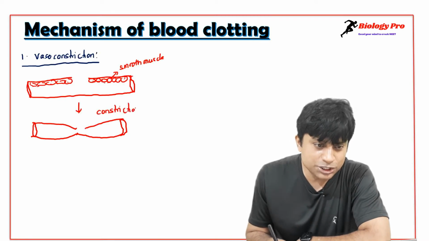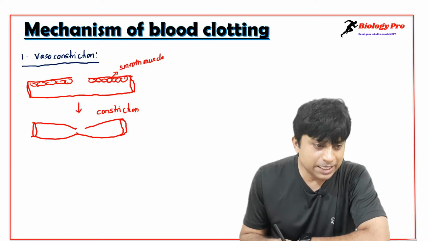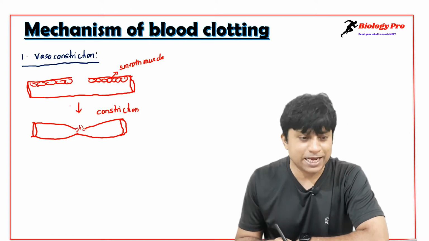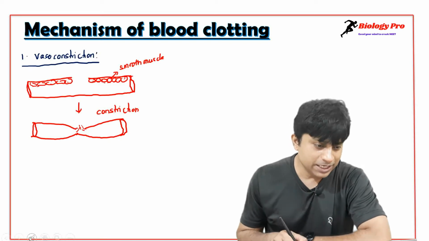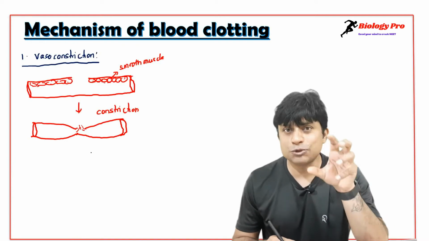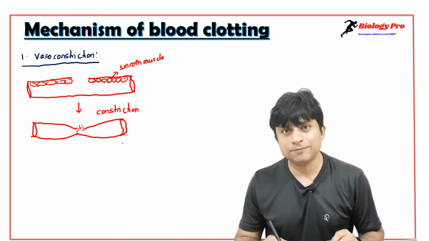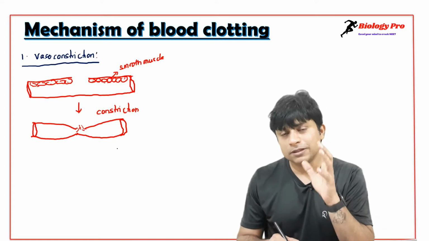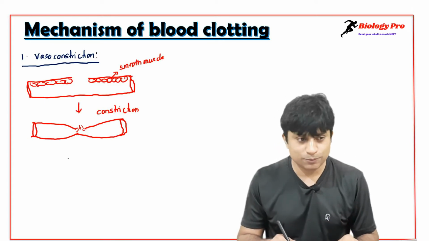Due to constriction of this blood vessel, the blood flow is minimized. Sometimes the constriction is so strong that it even stops the blood flow in that area. This is vasoconstriction, one of the mechanisms for stopping the blood loss.